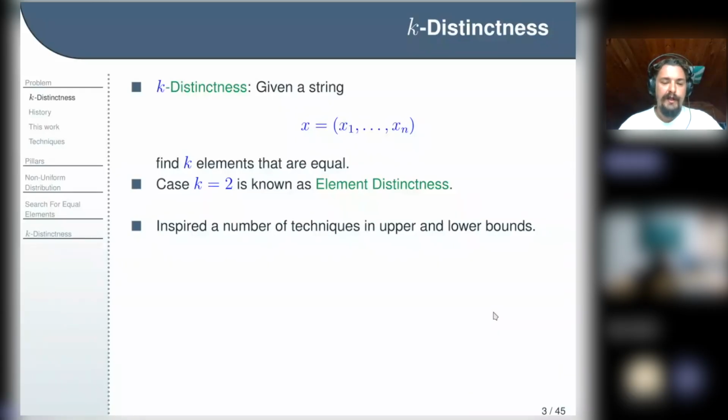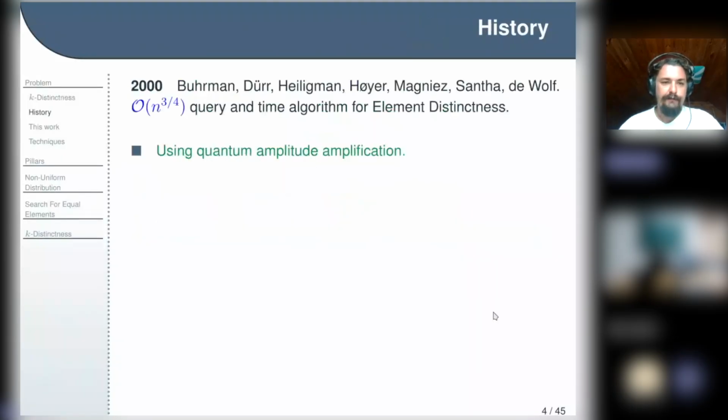Why am I interested in this problem? I think not only me, but other people as well, that this problem inspired really a number of techniques in proving both upper and lower bounds on quantum complexity. Let me support this statement with a brief history overview.